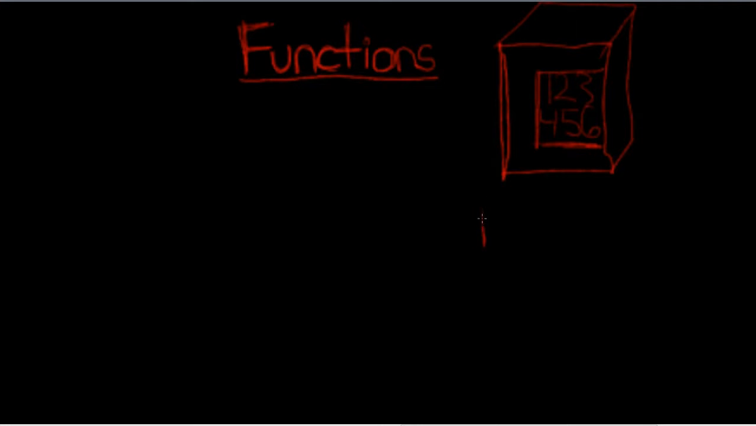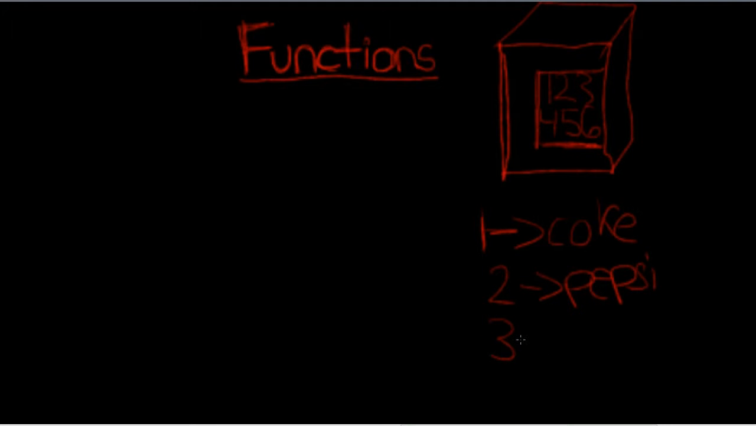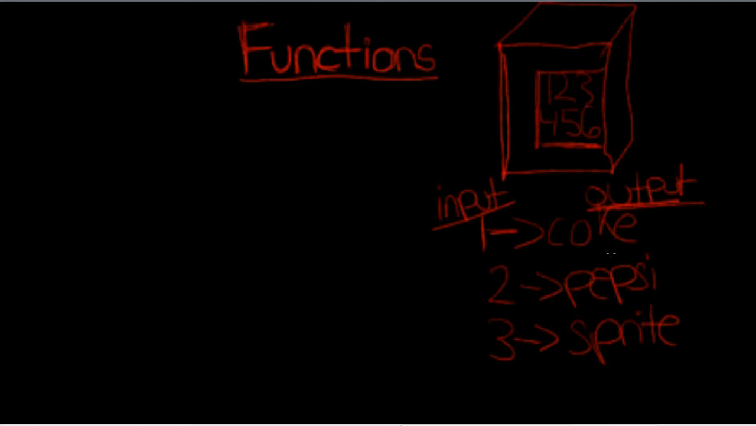So when we press 1 or input 1, we get Coke. When we input 2, we get Pepsi. Whenever we input 3, we get Sprite, and so on and so forth. So this would be the input, and this would be the output, right? Because the input is what you press or what you put in, and the output is the resultant, or what comes out from the input.